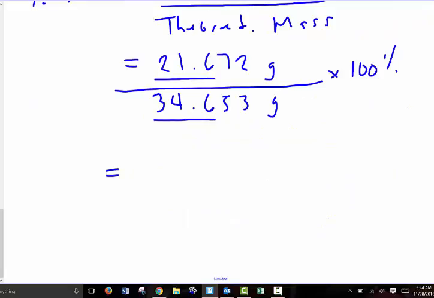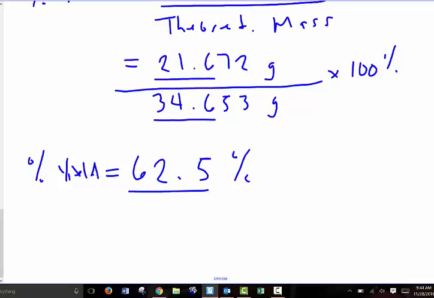So the percent yield is going to come out to be equal to 62.5. When I do that division and I times by 100%, I get 62.5. When I round to 3 sig figs, my answer is a percentage. Okay, and my sig figs for this question should be 3 sig figs. Okay, great. So you've got the first part of it done.